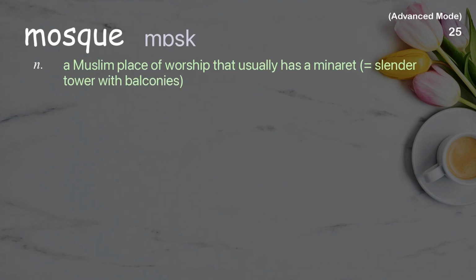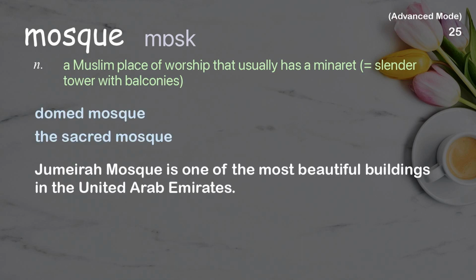Mosque. A Muslim place of worship that usually has a minaret, a slender tower with balconies. Examples: Domed mosque, the sacred mosque. Jumeirah Mosque is one of the most beautiful buildings in the United Arab Emirates.